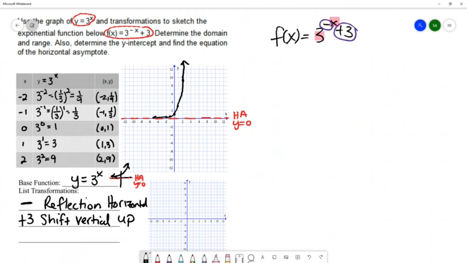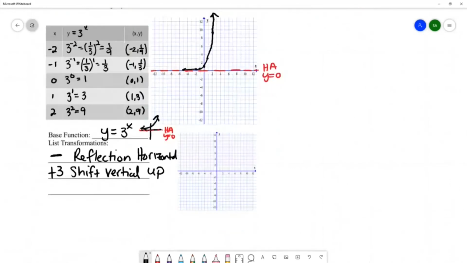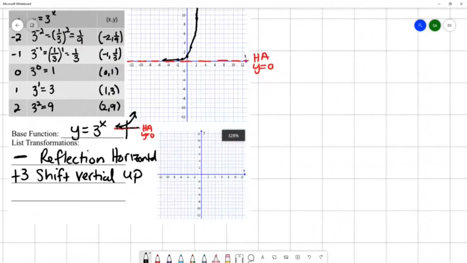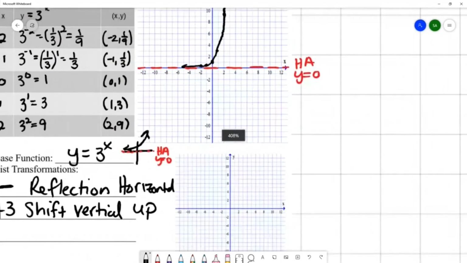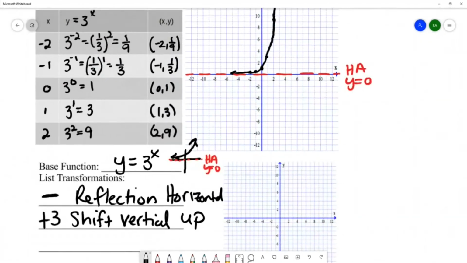So this is going to help us draw the graph. I'm going to try to zoom in so my graph isn't so small here. So we're going to take these points, and we want all of these ordered pairs that are on the base graph, we want to reflect horizontally and then shift up vertically. When we reflect horizontally, that's affecting the x, and when we shift up, that's affecting the y.